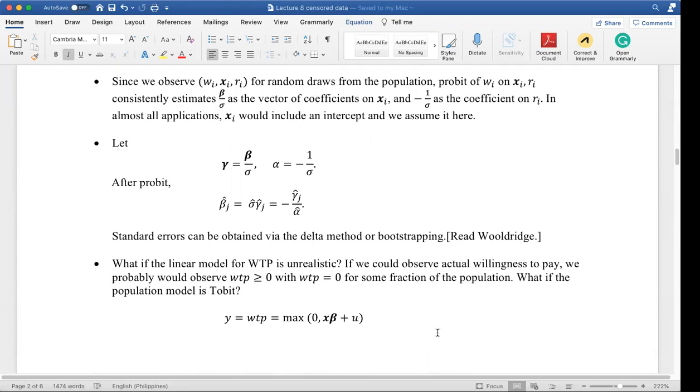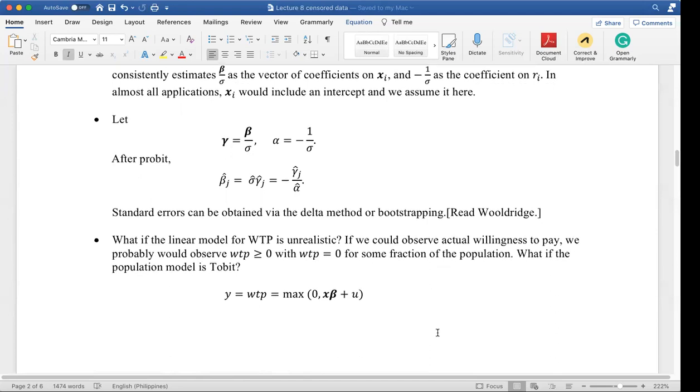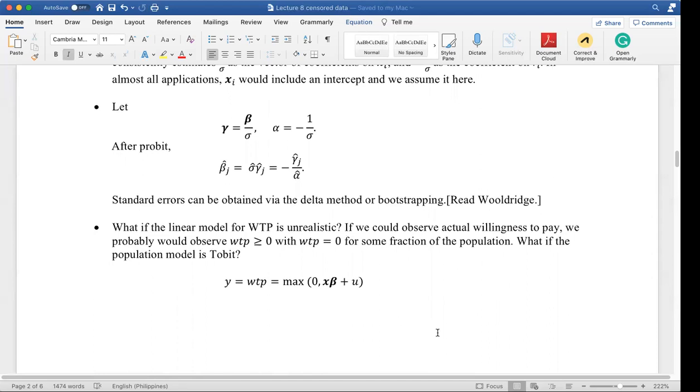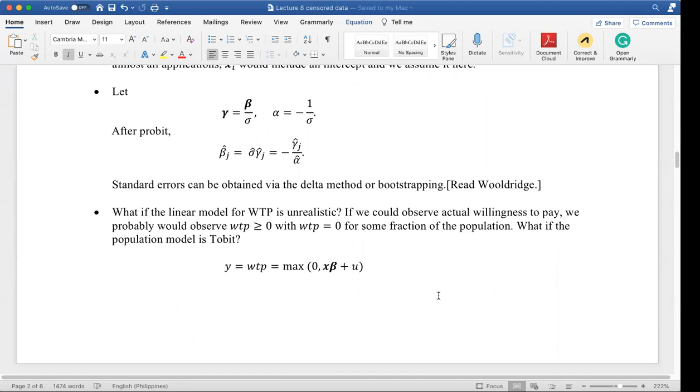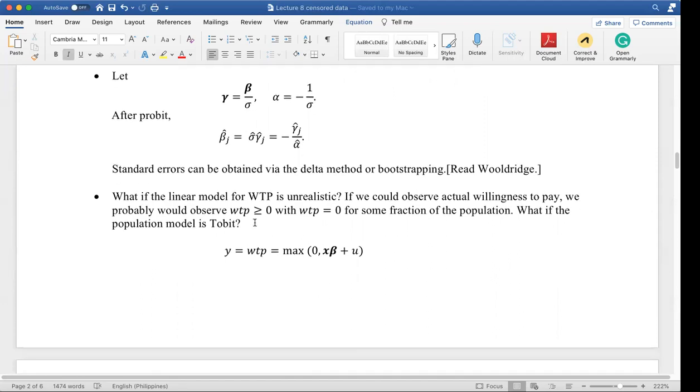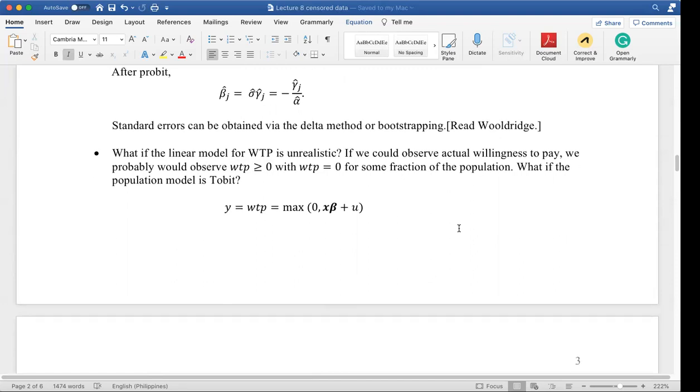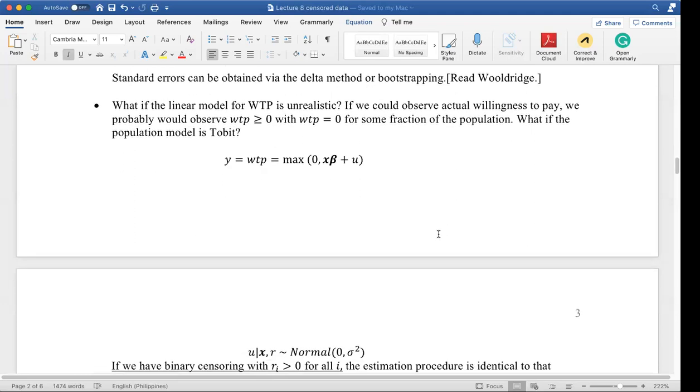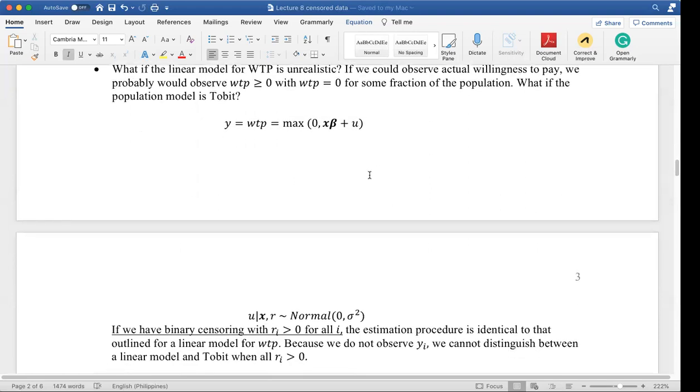Then some notes on the binary response. What if the linear model for WTP is unrealistic? Suppose we could observe actual willingness to pay. We would most likely observe WTP greater than or equal to 0, with WTP equal to 0 for some fraction of the population. That is, they would not want to pay for the project. What if the population model is Tobit? And this is the Tobit model, right?